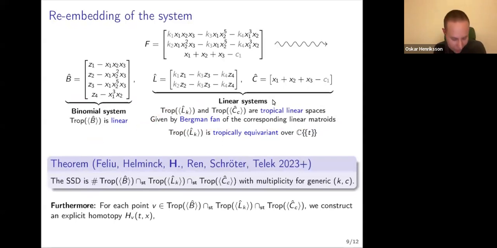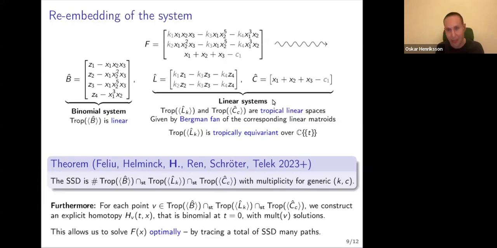Again, this is a little bit technical. I won't go into it, but it turns out that for each point in the stable intersection, we can construct an explicit homotopy. When we plug in t equal to 0, we get the start system that is binomial. Binomial equations are easy to solve, much easier than any other polynomial system at least. And there will be precisely as many solutions as the multiplicity of this point that we find. So if we do this for all points, we get several start systems, and in total they will trace out exactly the steady state degree number of paths. So in that sense, we find a way to solve our system optimally without any superfluous paths.